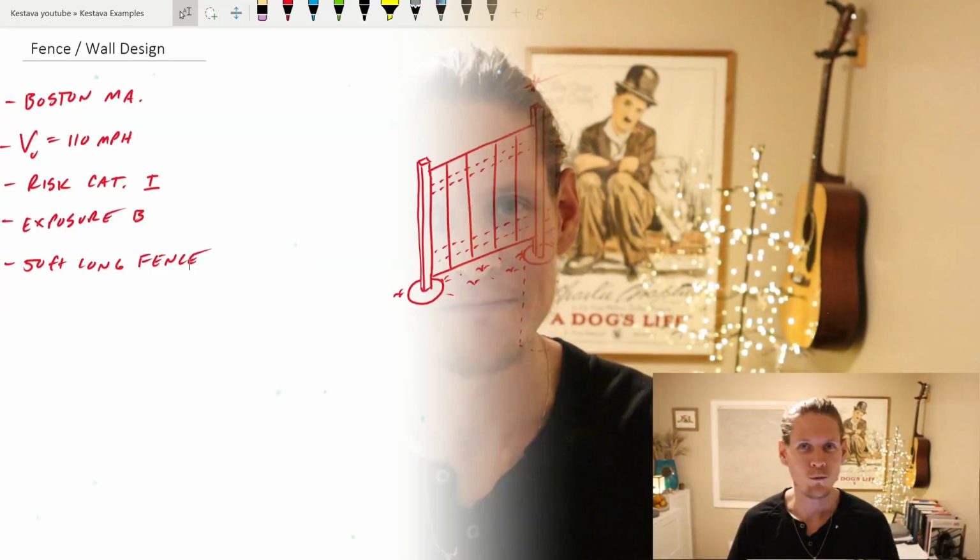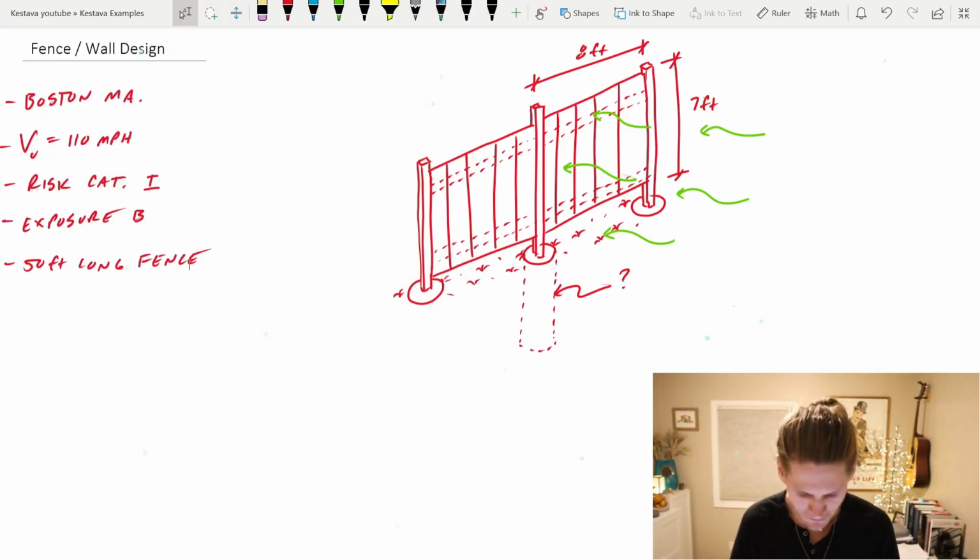Let's get started. We have our amazing figure already drawn up for you. The red is our wooden fence that I'm using as the example. We have wood posts at 8 feet on center. The wall is 7 feet high, and the green squiggles are the wind loads that we're gonna be calculating and then applying to our fence. And in this example, we are going to be determining the footing size for one of these fence posts.